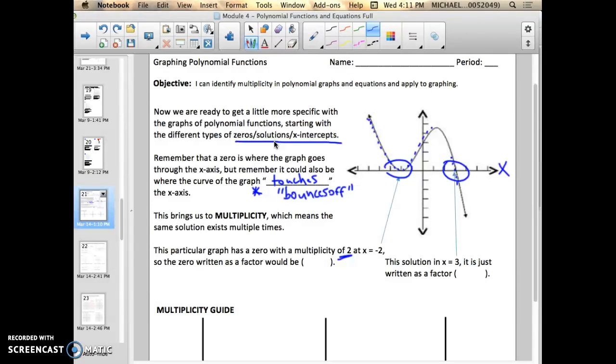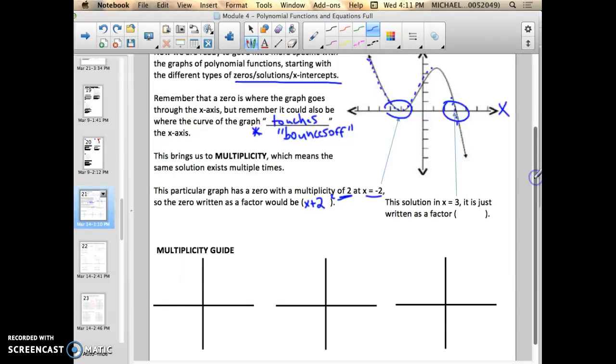And we've also done this skill as well, the zero written as a factor. So this is the root, x equals -2. The factored form would be x plus 2 squared. And that's important because that's going to help us write it in factored form, and that's our first objective. Over here, this solution is x equals 3, and it is just written as a factor as x minus 3. Remember, the signs change. It's a power of 1, but I don't have to put the power of 1.